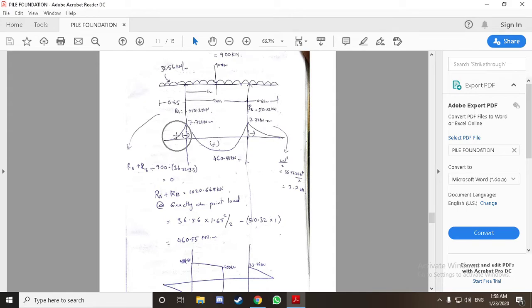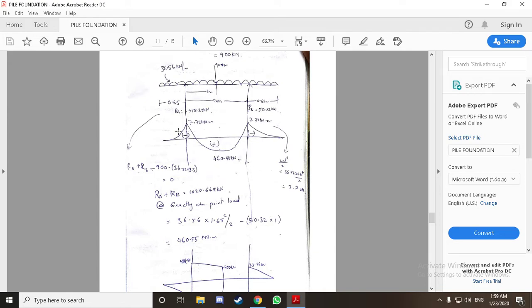Here we are calculating the bending moment for the cantilever portion, that is WL square by 2. W is 36.56 into length 0.65 meter. Remember our length for the cantilever portion is 0.65: 0.5 meter is the extra distance which we took, and 0.15 is the center to center distance of the pile cap, since we are taking from the center of the pile cap. So we got this value as 7.72 kilonewton meter. This is our cantilever bending moment.